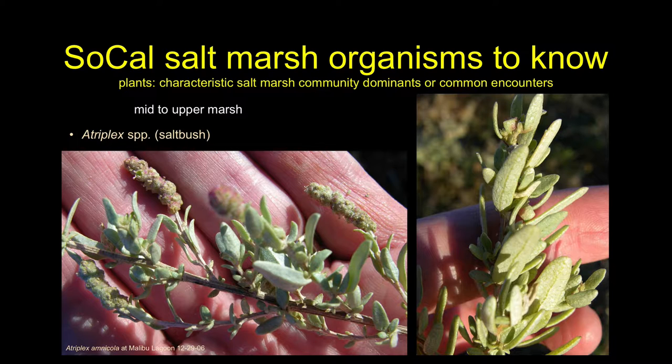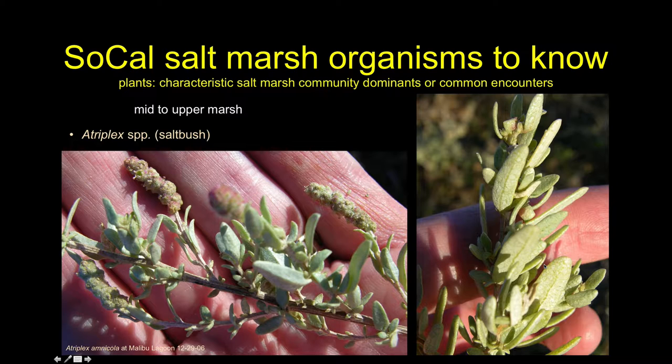Atriplex is another one of those ones I starred for you and said you guys should know what atriplex looks like. So here's atriplex. And this particular one looks like, maybe it's lentiformis. It's a little hard to tell. But it has oftentimes arrowhead-shaped leaves, triangular leaves oftentimes. This is not a great example of that. But this is more shrub-like.